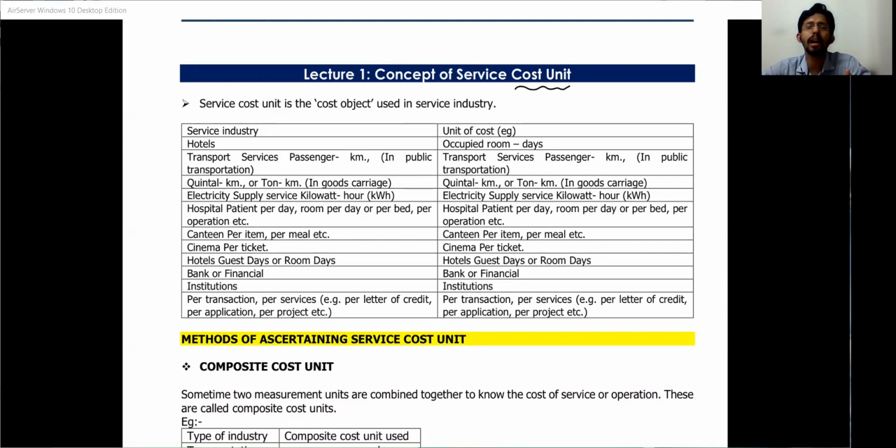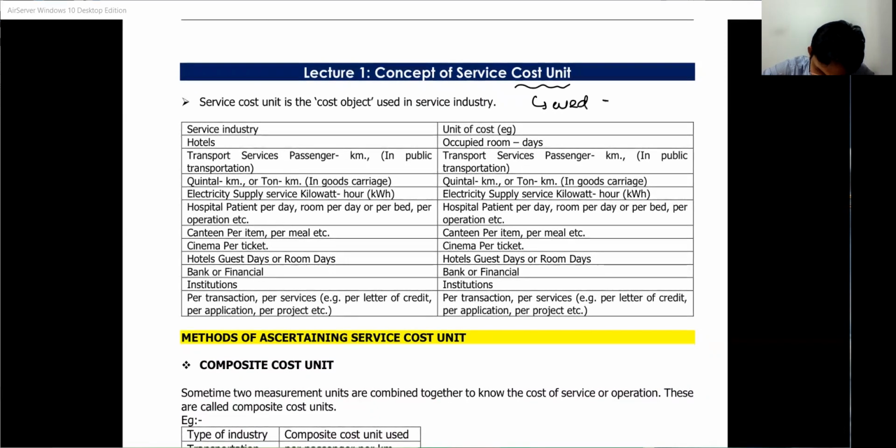Now the same principles you are extending to the service sector. In the service sector, the cost object is the service that is offered. When this particular entity is offering this particular service, there also you have to express that service in some unit terms, and that measure which is used to indicate the service industry cost object is known as service cost unit. So service cost unit is used for expressing the service cost object.